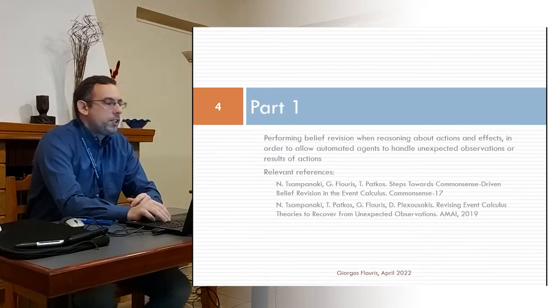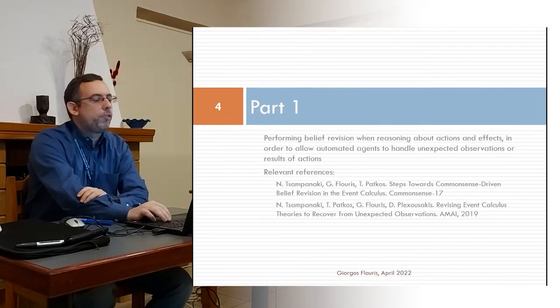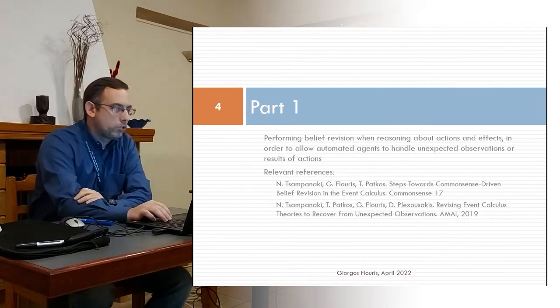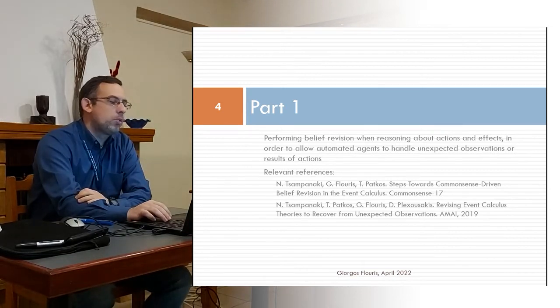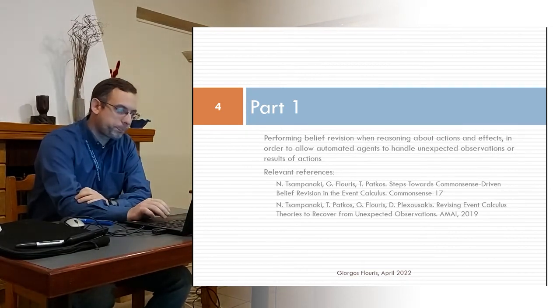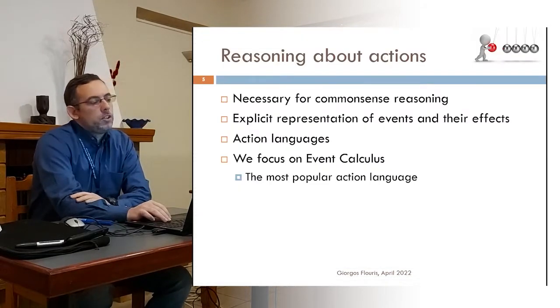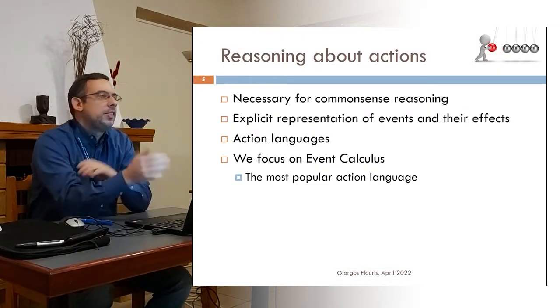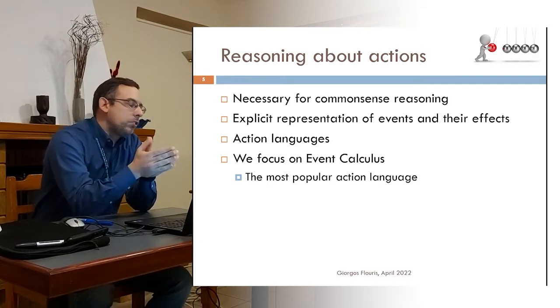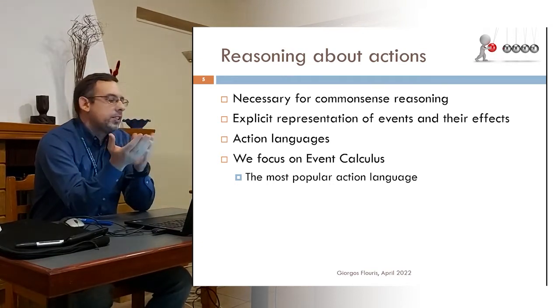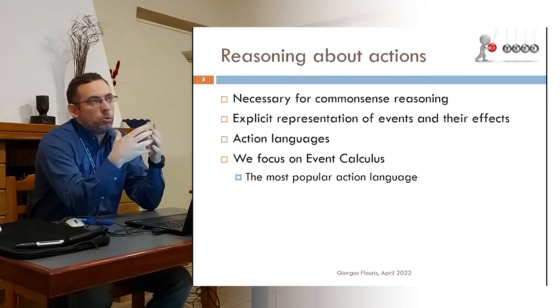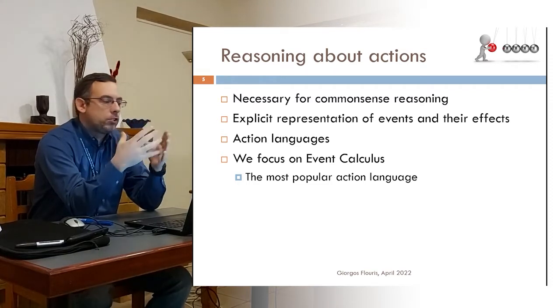So I will start with the first part. As I said, it's about performing belief revision when reasoning about actions and effects to allow automated agents to handle unexpected observations. So first of all, what is reasoning about actions? As I said, it's a necessary component of common sense reasoning, because you need to be able to understand the effects of each action.